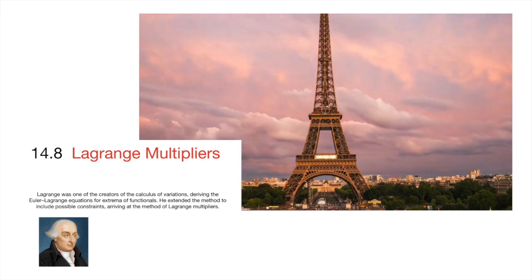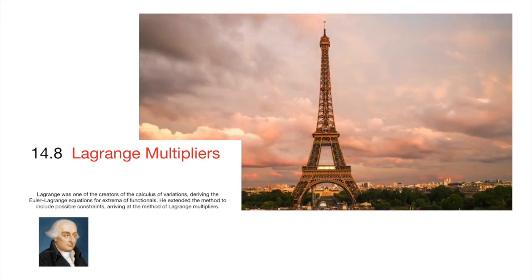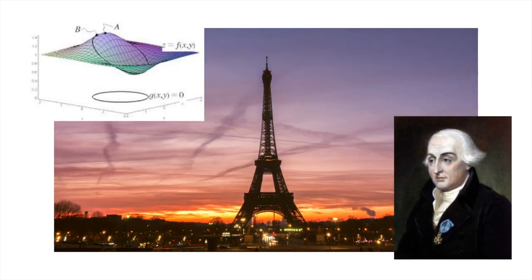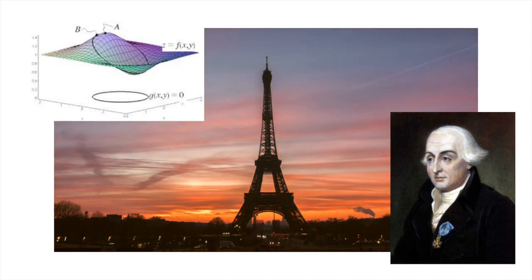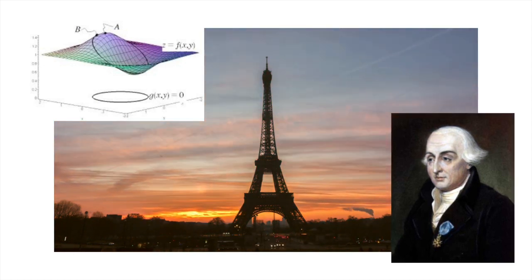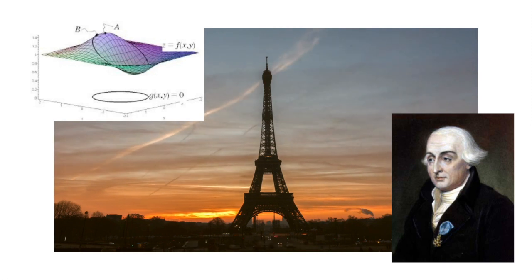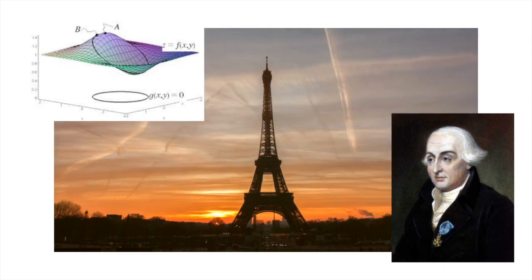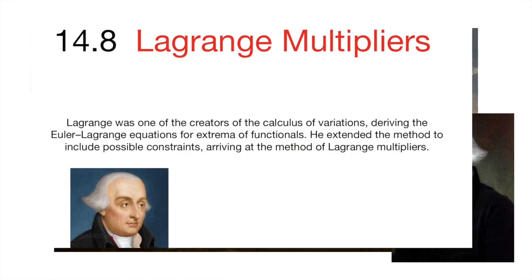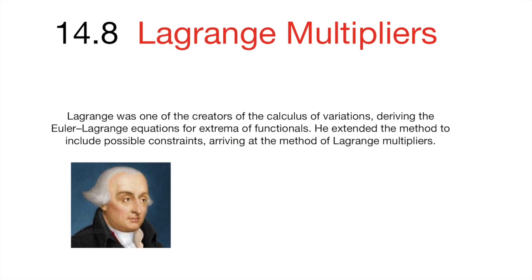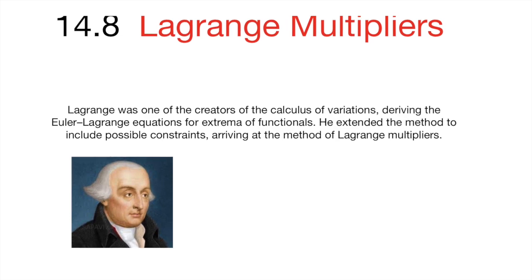Lagrange was of French and Italian descent. Lagrange was one of the creators of the calculus of variations, deriving the Euler-Lagrange equations for extrema of functionals. He extended the method to include possible constraints, arriving at the method of Lagrange multipliers.